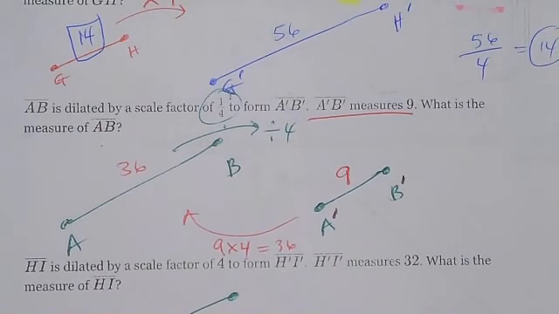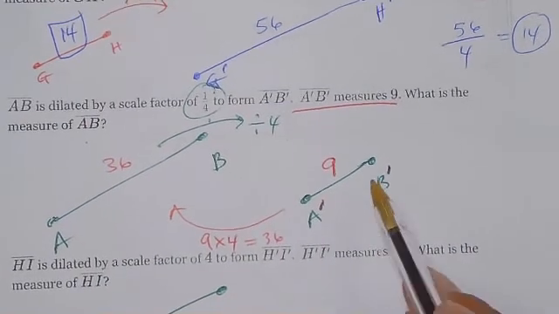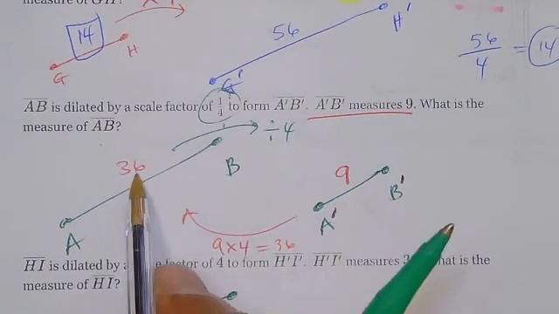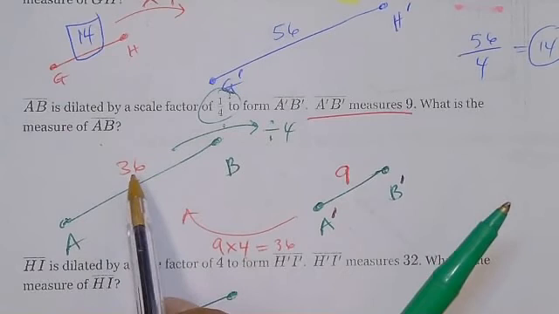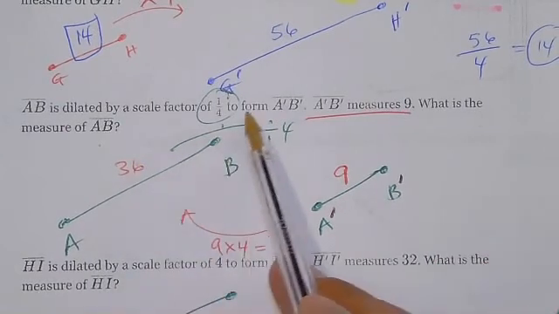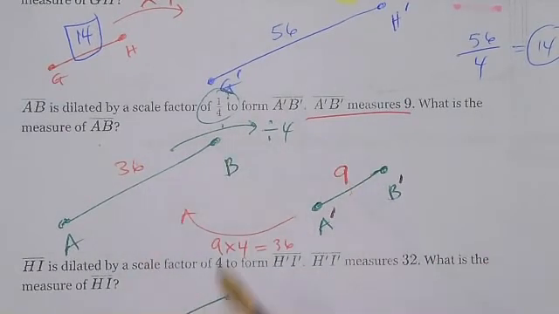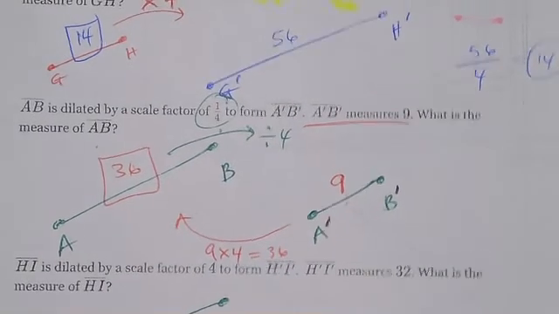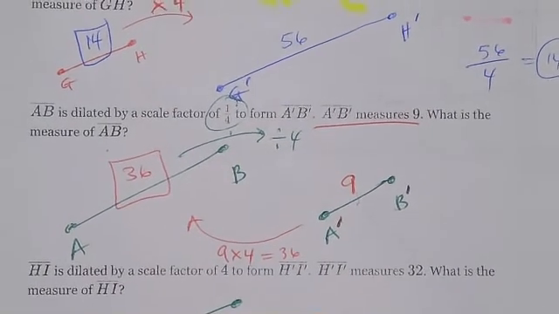So to find out what this is, you go this way. If this one's 9, then we multiply it by 4. 9 times 4 is 36, and obviously 36 divided by 4 is 9. So the answer for this one would be 36. This one had to be 36.